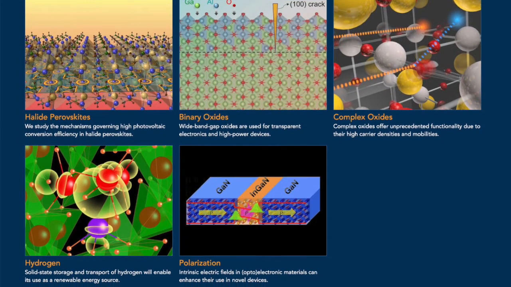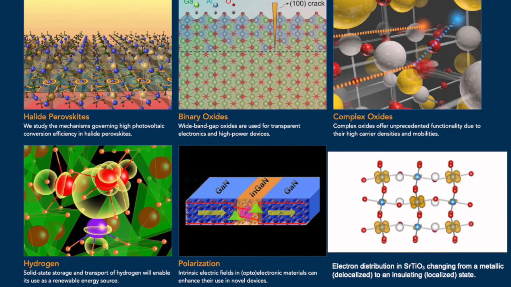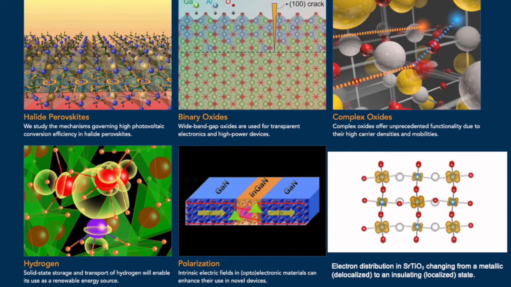Computational research plays a key role in developing a fundamental understanding of the physics and chemistry of materials, improving the properties of the existing materials, and in the discovery of new materials.